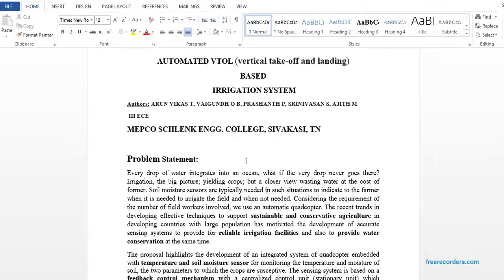So we are presenting our idea on an automatic VTOL irrigation system. What is VTOL? VTOL is vertical takeoff and landing. Yes, absolutely, they are quadcopters. We are interfacing the quadcopter and the irrigation system through GSM technology. I will explain our idea in brief.